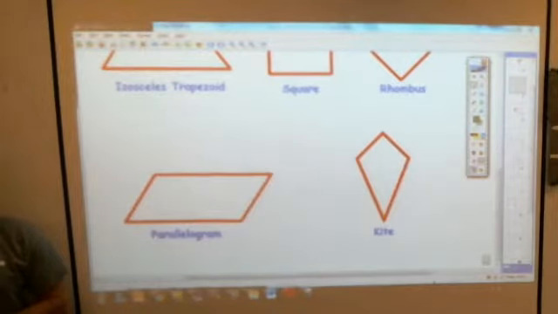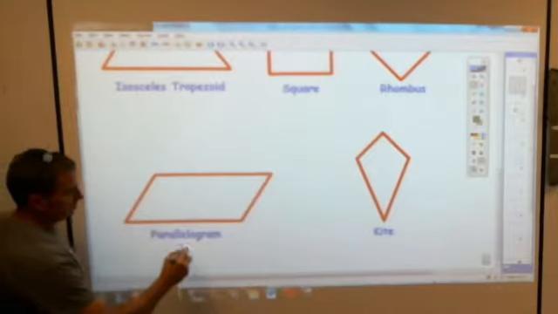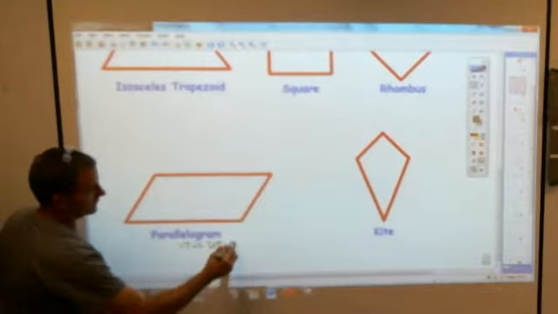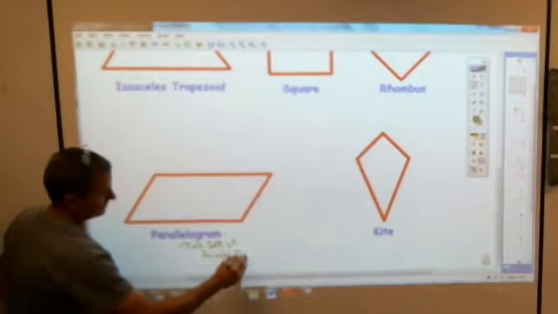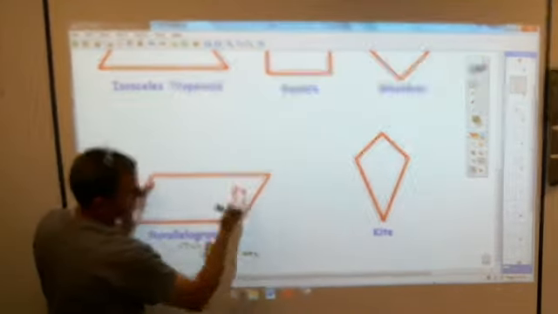Chase? Two sets of parallel sides. Two sets of parallel sides. All right? It has this set that's parallel here, this set's parallel here.